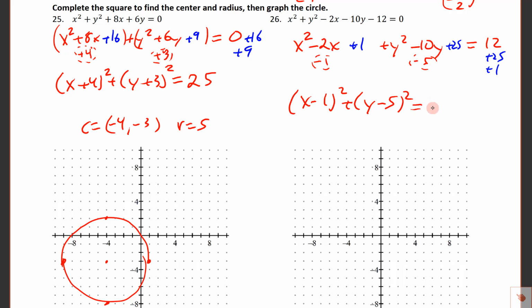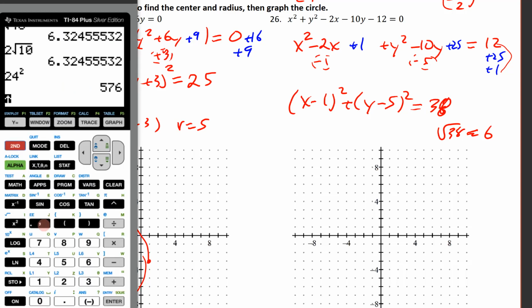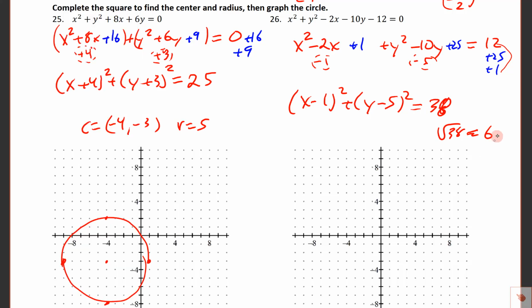And then on the other side we get, let's see, this is 13 between the two of those plus 25, so this is going to be 38. Okay, so the square root of 38, I don't know what it is, but it's a little bit more than 6. We could throw it in the calculator and check. So the square root of 38 is 6.16, okay? All right, so the center here is at (1, 5), and then the radius is that 6.16, radical 38.